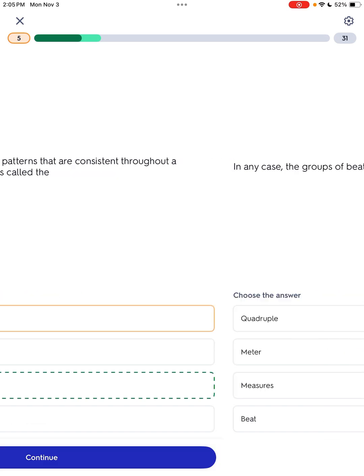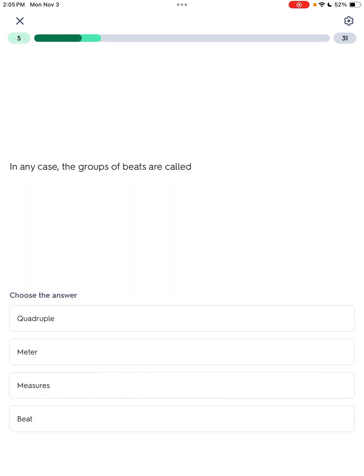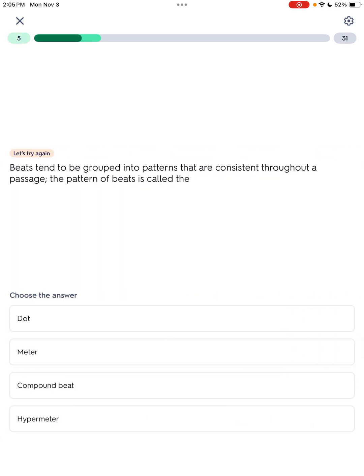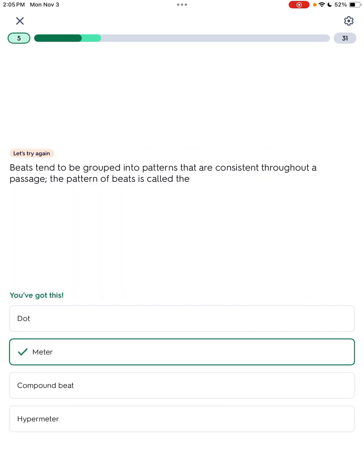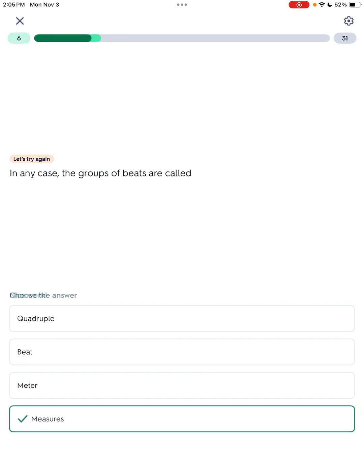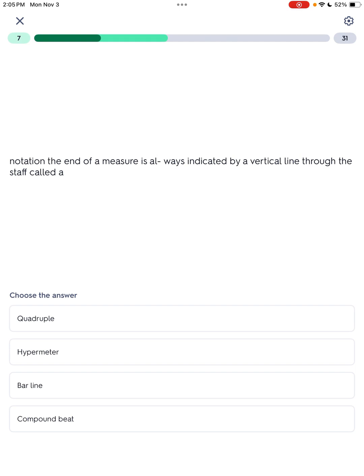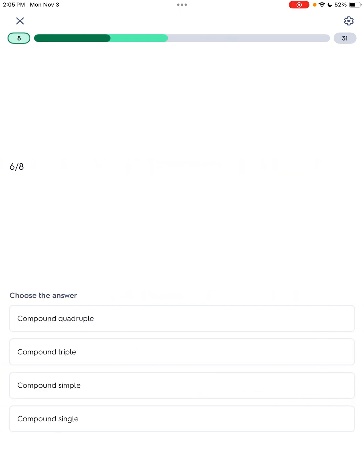Tempo again, no, meter. Okay, that's okay. In any case, the group is called the measures. Oh, shoot. Meter and measures, I get the two mixed up. Measures. This is called a bar line. Bar line divides up the measures.